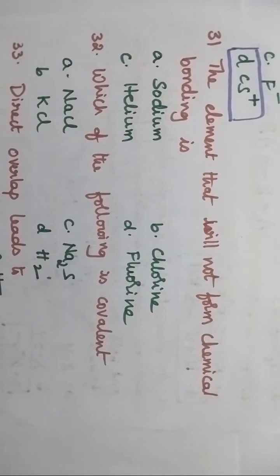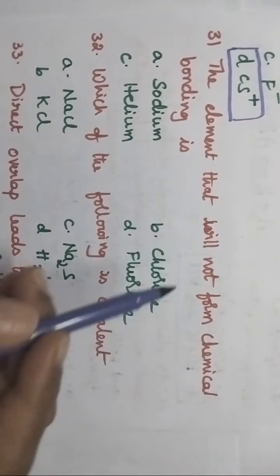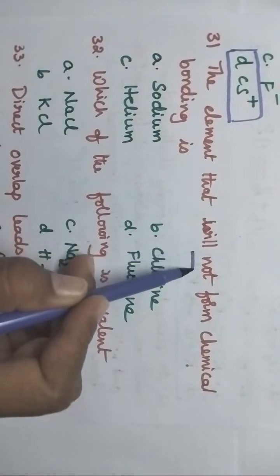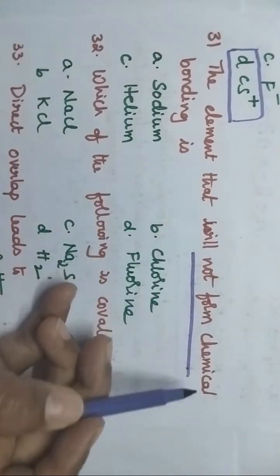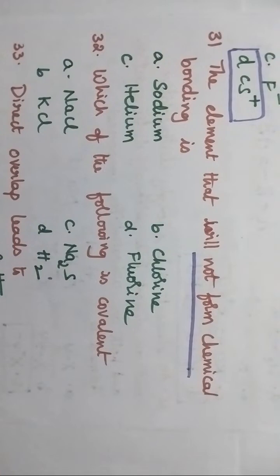Next, moving to the 31st question. The element that will not form chemical bonds. So you have to identify which will not form chemical bonds. Simple question. Which always exist as an atom. You just identify which will not form a chemical bond. Very good Tilak.